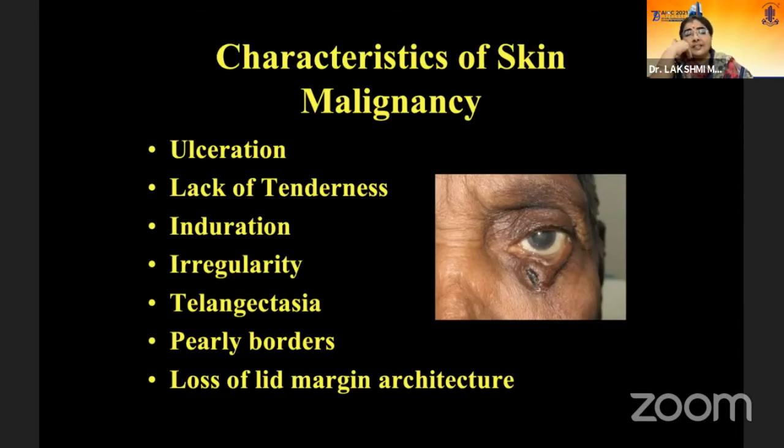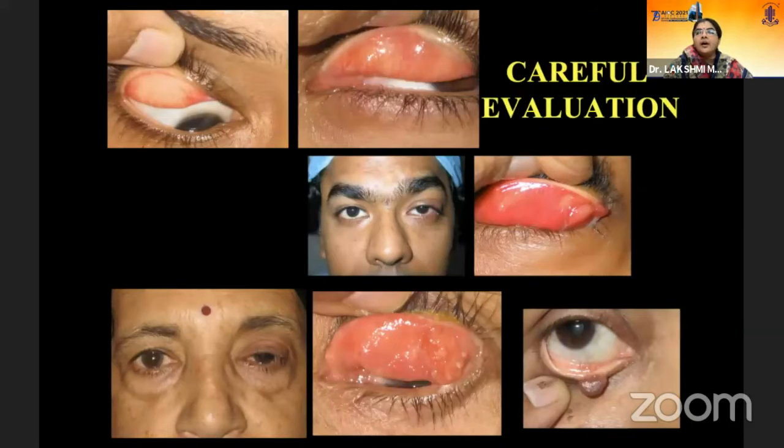And the characteristics of the skin malignancy: ulceration, lack of tenderness, induration, that is thickening, irregularity of the lid margin, some dilated blood vessels like telangiectasia, pearly borders, and loss of the architecture are other telltale signs. Now, one has to evaluate carefully, especially each and every case. This is what we were taught by all our mentors and seniors in Shankar Nethralaya, and that holds good forever.